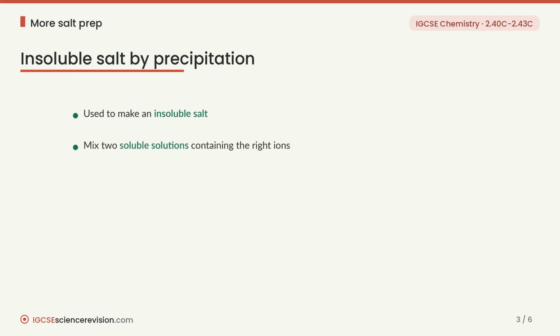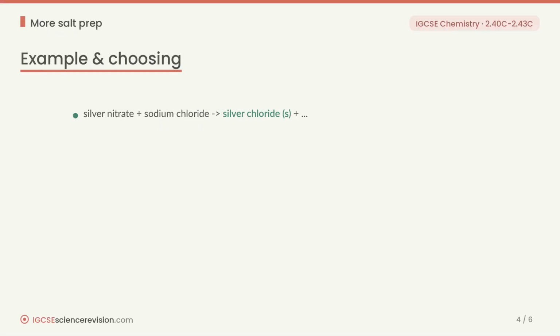You take two soluble solutions, each containing one of the ions you need, and simply mix them. The ions combine, and the insoluble salt drops out as a solid precipitate. Then you filter it off, wash it with distilled water to remove any soluble impurities, and leave it to dry. For example, to make insoluble silver chloride, you mix silver nitrate solution with sodium chloride solution, and a white precipitate of silver chloride appears instantly.